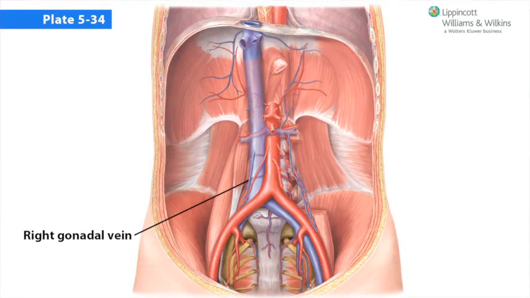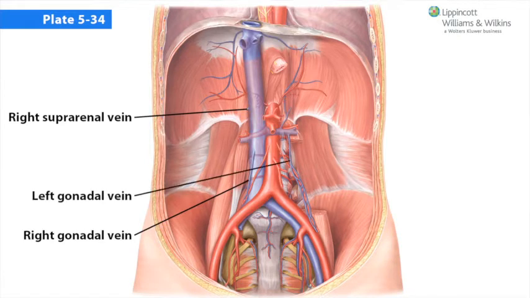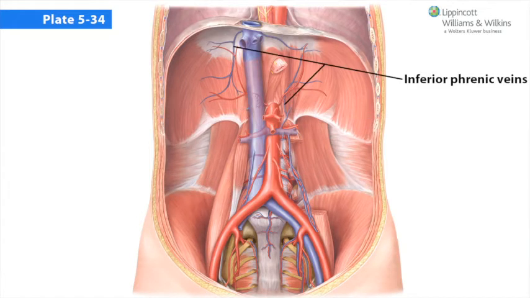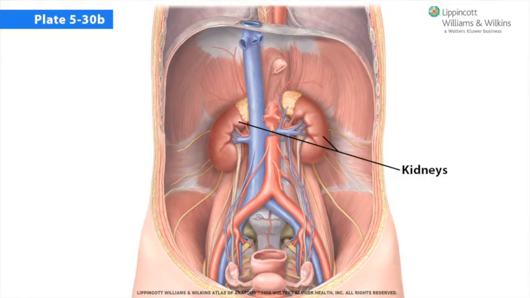The right gonadal and right suprarenal veins normally drain into the inferior vena cava, while the left gonadal and left suprarenal veins usually drain into the left renal vein. The inferior phrenic veins normally drain into the inferior vena cava as well. The viscera associated with the posterior abdominal wall are the bilateral kidneys and suprarenal or adrenal glands.